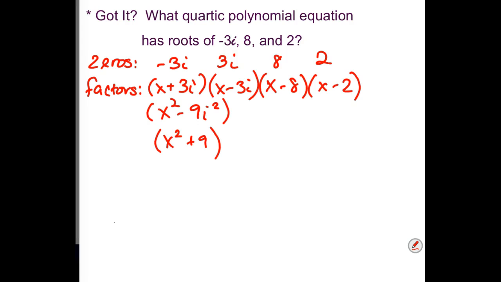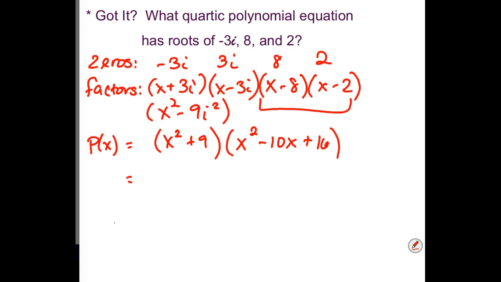Okay, let's FOIL these two together. What do we get? X times x. How about insides and outsides? What are they going to get us? Negative 10x for a total. And last, 16. Okay. We did one like this yesterday. We have to distribute the x squared to each of those, and then we have to go back and distribute the 9 to each one.